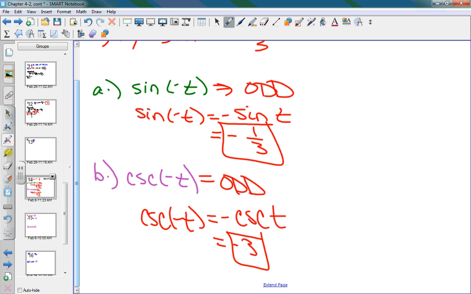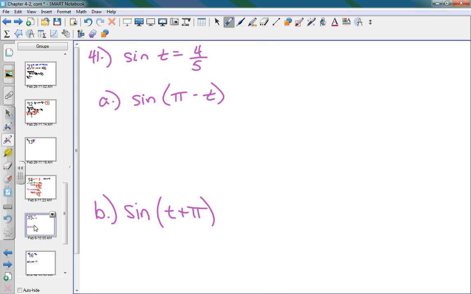Wait, how's the cosecant 3? Okay, okay. Because they're the reciprocal of each other. Okay. Hold on. Let's see. No, not right now. Okay, 41.